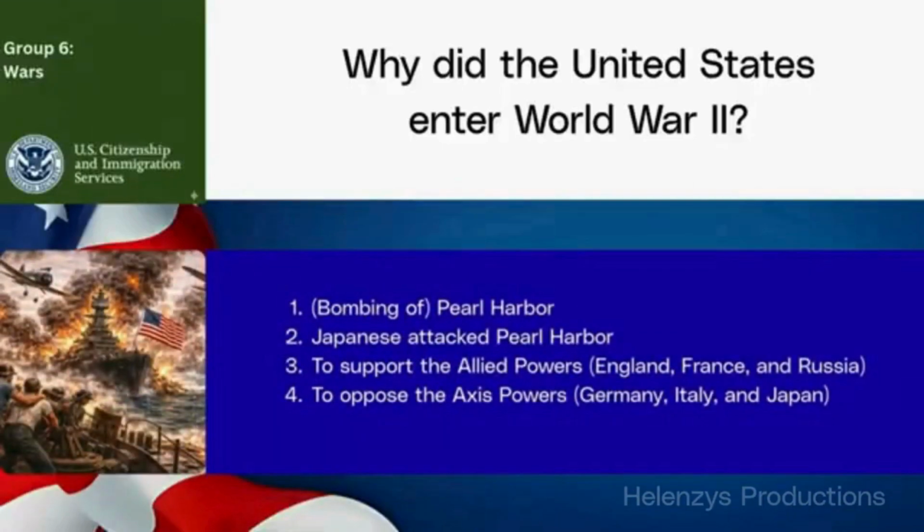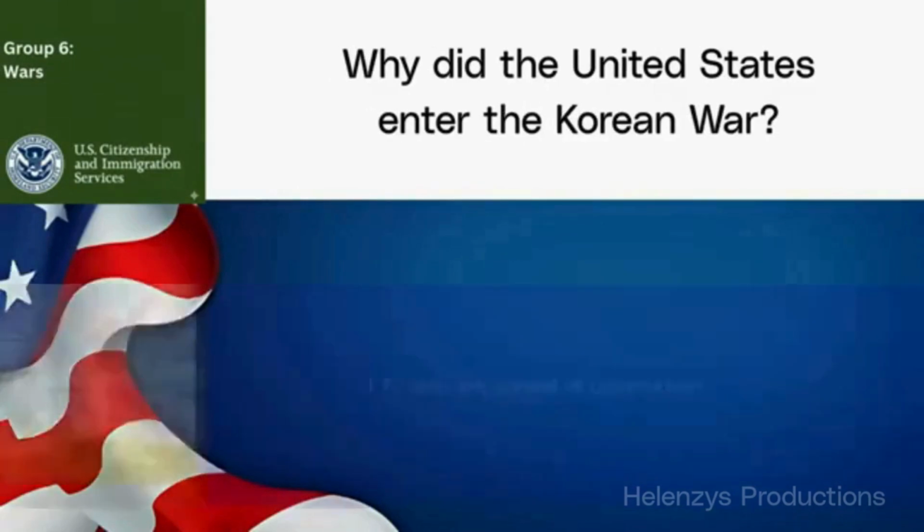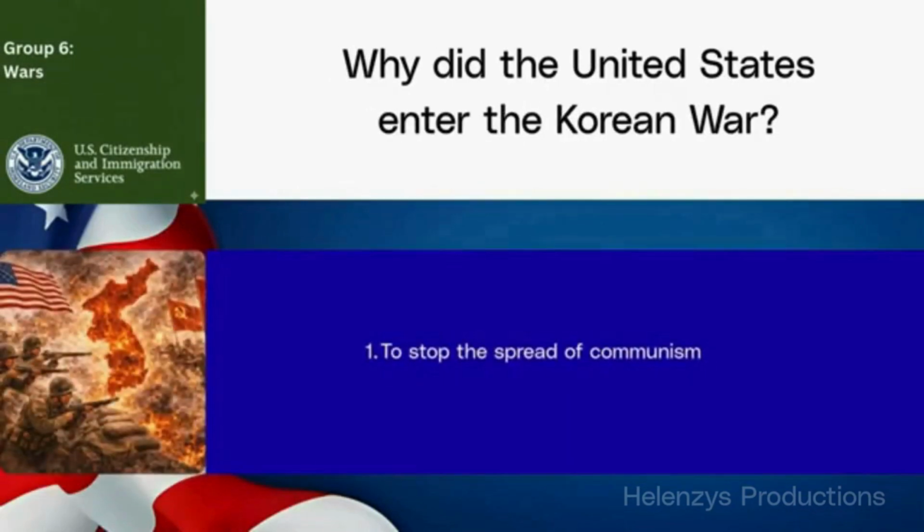Quick recall. Why did the United States enter World War II? Bombing of Pearl Harbor. Japanese attacked Pearl Harbor. To support the Allied powers, England, France, and Russia. To oppose the Axis powers, Germany, Italy, and Japan. Why did the United States enter the Korean War? To stop the spread of communism.